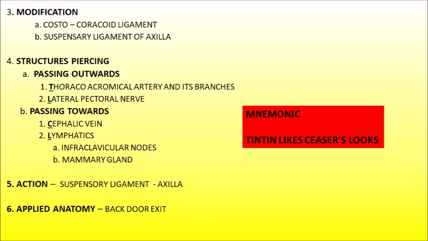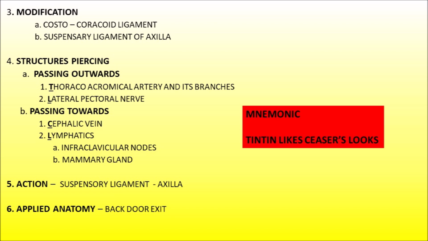Now, let us move on to modification. Under modification, there are two important points you need to remember. One is the costocoracoid ligament and the other is the suspensory ligament of the axilla. The fascia thickens along the lower border of the subclavius between the coracoid process and the first costochondral junction and is called the costocoracoid ligament. The part of the fascia below the pectoralis minor is the suspensory ligament of the axilla.